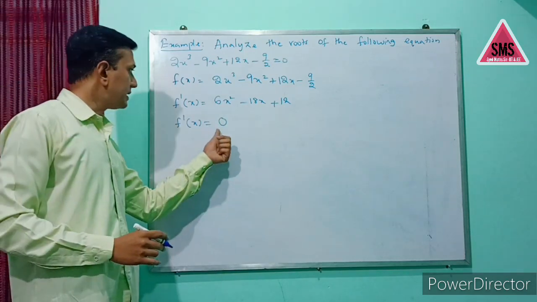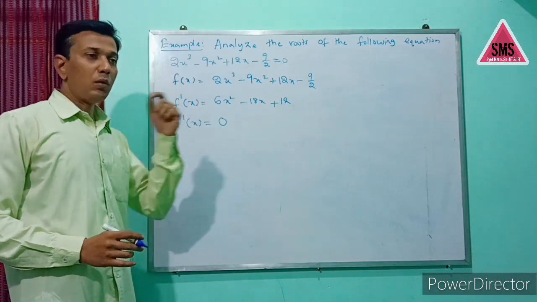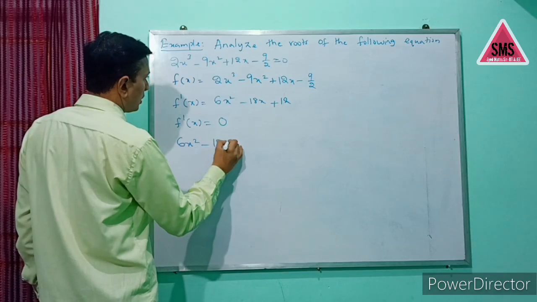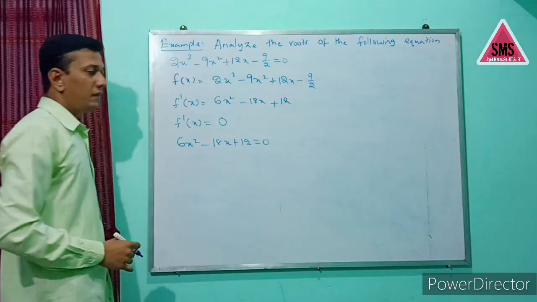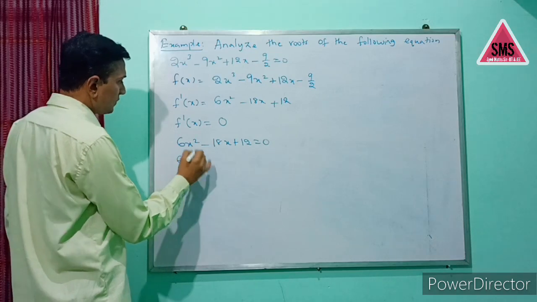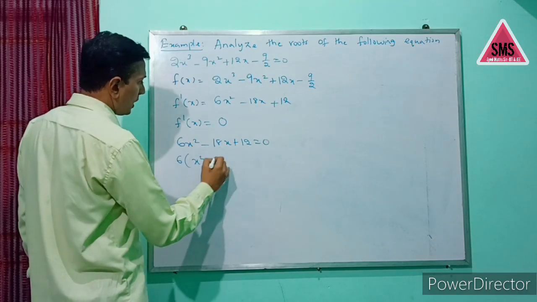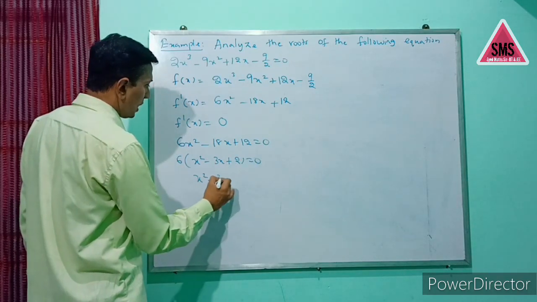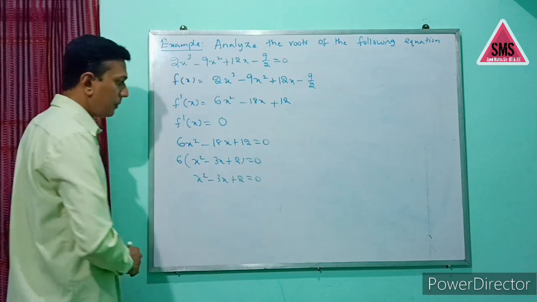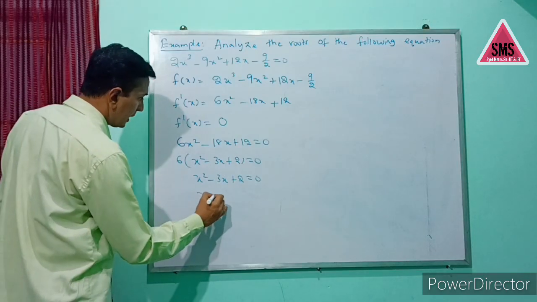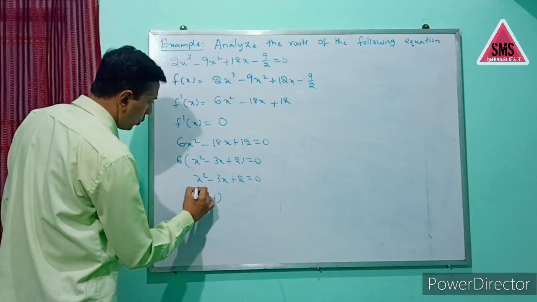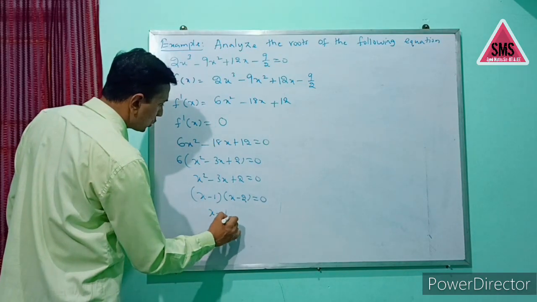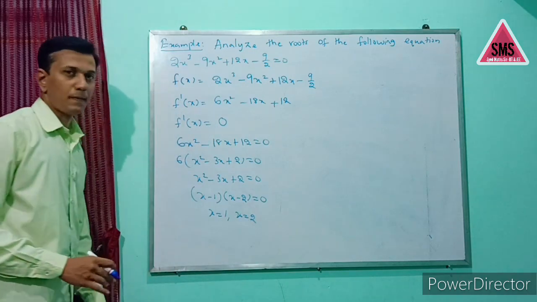When you equate this derivative equal to 0, factorize this one. 6 will be common. x square minus 3x plus 2 equals 0. When you factorize this one, you will get (x minus 1)(x minus 2) equals 0. Then x is equal to 1 and x is equal to 2.